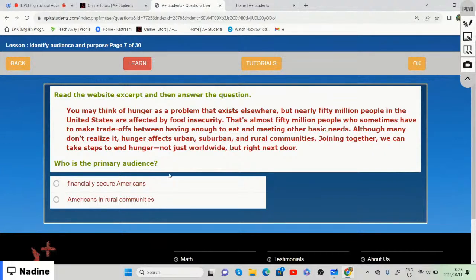So now we need to say who our primary audience is. Is it financially secure Americans or Americans in rural communities? So they say you may think of hunger as a problem that exists elsewhere, but nearly 50 million people in the United States are affected by food insecurity. That's almost 50 million people who sometimes have to make trade-offs between having enough to eat and meeting other basic needs.